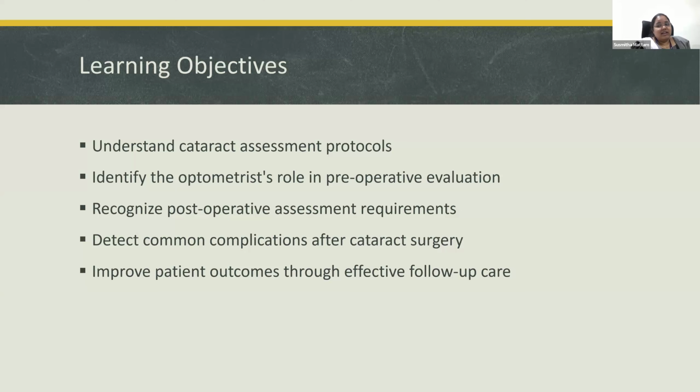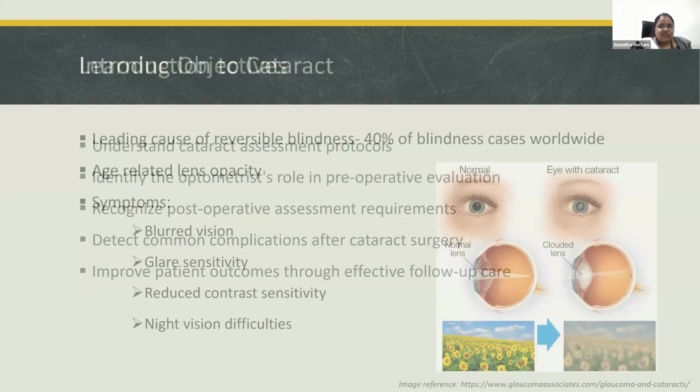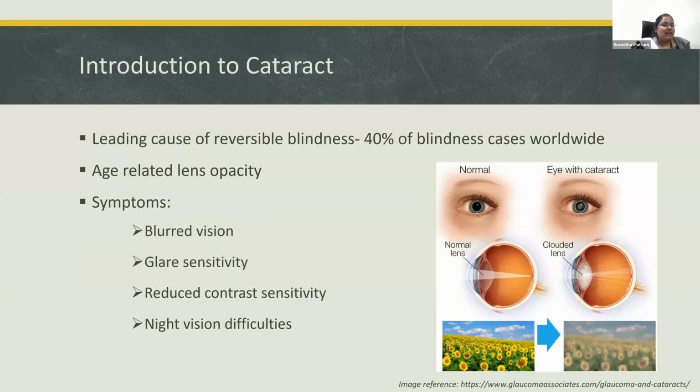Clouding of the normal clear lens of the eye due to protein breakdown and clumping is called a cataract. Globally, cataracts account for 40% of blindness cases worldwide, making them the leading cause of reversible blindness. With a small surgery, they can get their vision back. What are the major symptoms patients feel? Blurred vision, glare sensitivity, halos, reduced contrast sensitivity, and night vision difficulties, especially while driving.